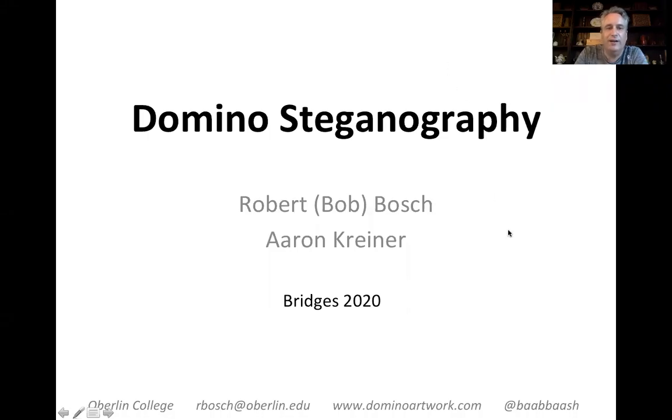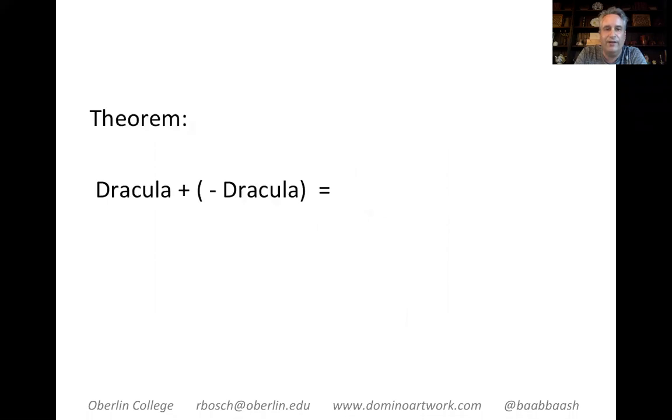I'm going to be speaking on domino steganography. I'm going to prove a theorem. Dracula plus the negative of Dracula equals Frankenstein's monster. Here's a proof.